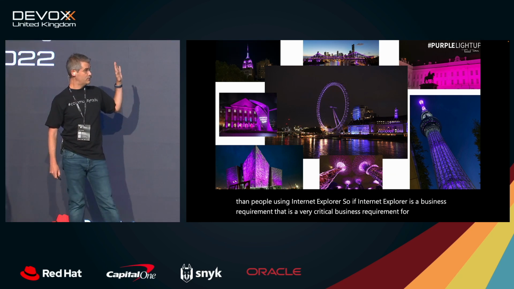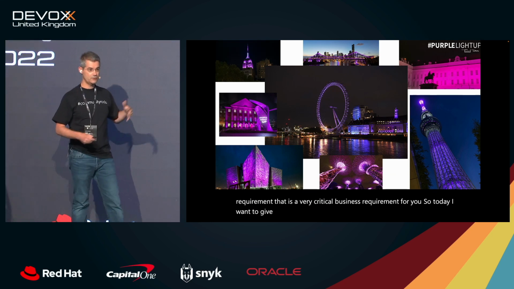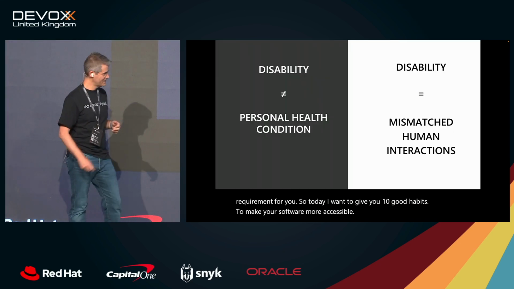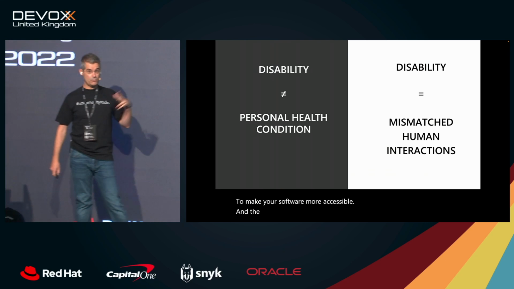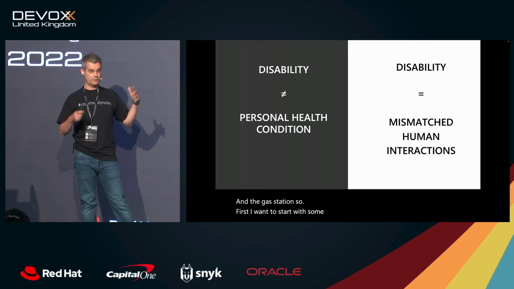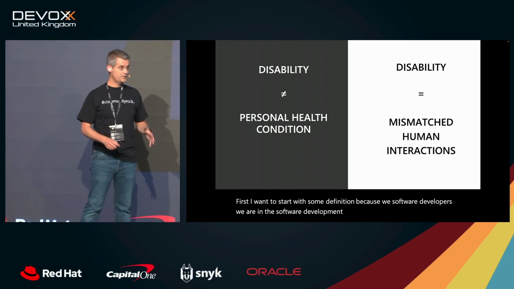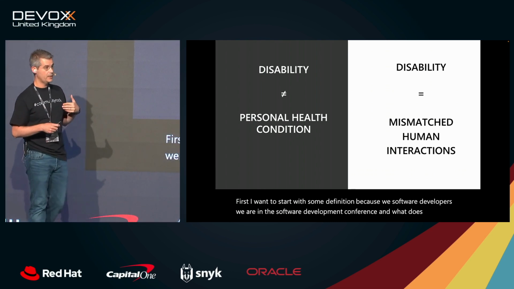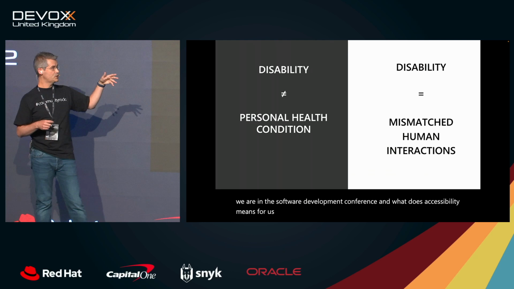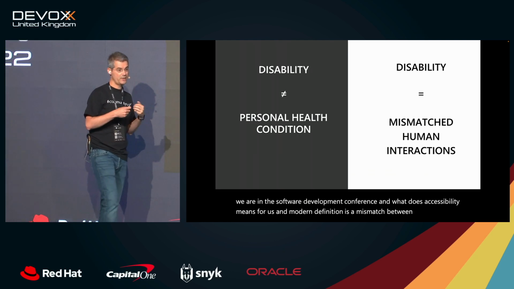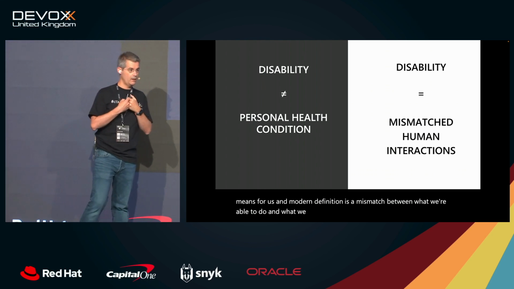So today, I want to give you 10 good habits to make your software more accessible. And let's get started. So first, I want to start with some definition, because we're software developers. We are in a software development conference. And what does accessibility mean for us? A modern definition is a mismatch between what you are able to do and what we expect you to be able to do.